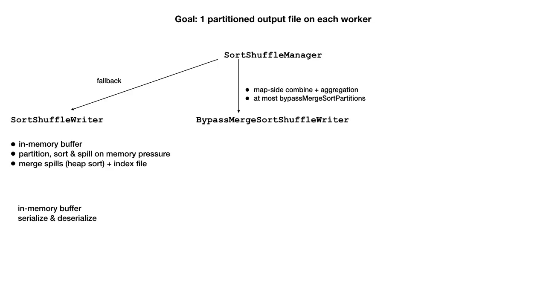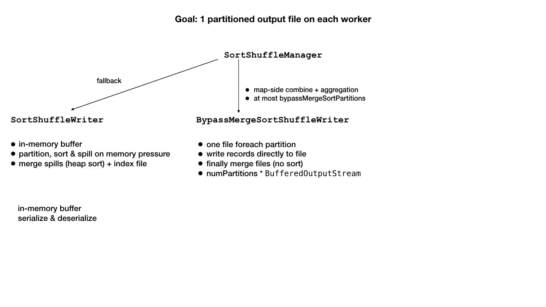Then there's another implementation called the bypass merge sort shuffle writer, which bypasses the sorting. It's used once we have a map side combine, because then we only produce one single result for every key, since we're combining all the keys on the map side. So we don't need to sort by key, but we still need to partition. It gets used if we have defined a map side combine and an aggregation function, and we only have a small number of partitions, the default being 200, because that implementation opens one file for every partition and writes the records directly to a file before it finally merges the files without sorting them. The merging is done on a partition basis.